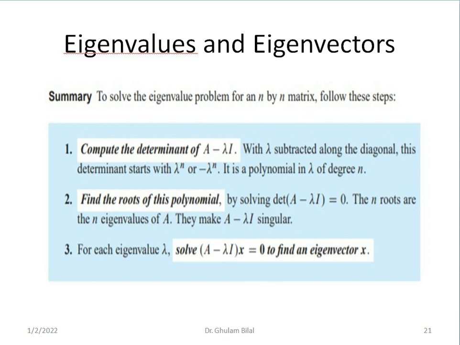Another important concept is eigenvalues and eigenvectors. I will not go into details, I will just give you the procedure. First, we need to compute the determinant of A minus lambda I. Then we will find the roots of this polynomial by equating the determinant of A minus lambda I to 0. Once we have found each eigenvalue lambda, we will solve A minus lambda I times x equal to 0 to find an eigenvector x. So the lambda values will be eigenvalues and x would be the eigenvector.